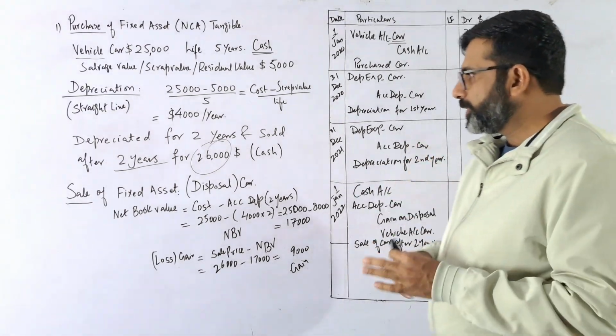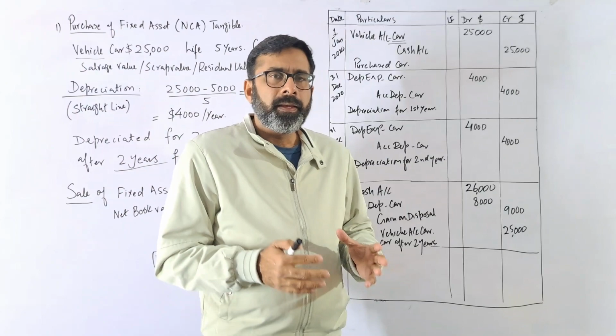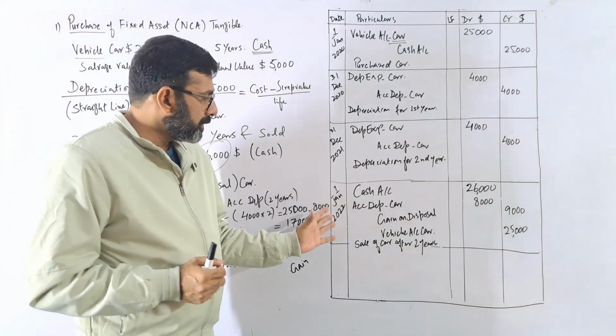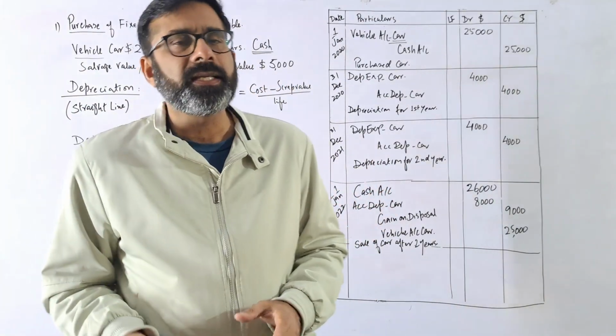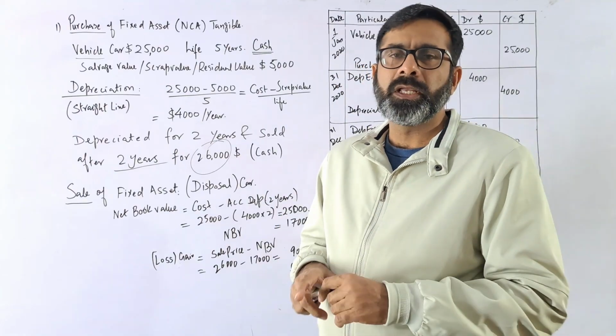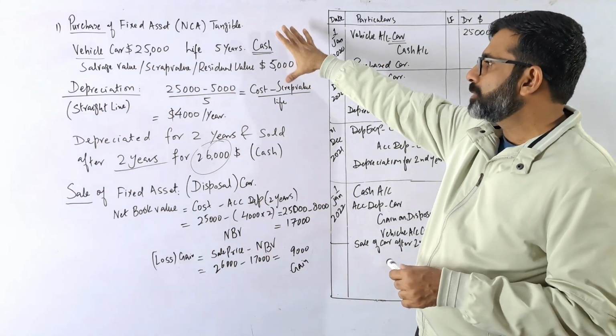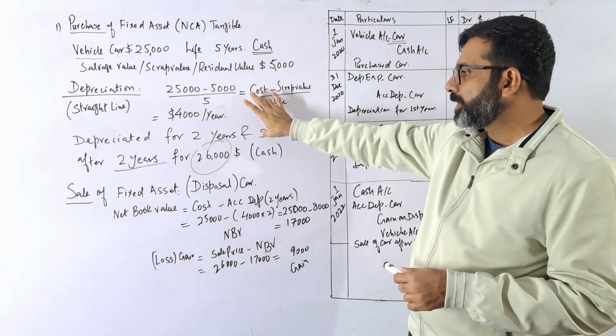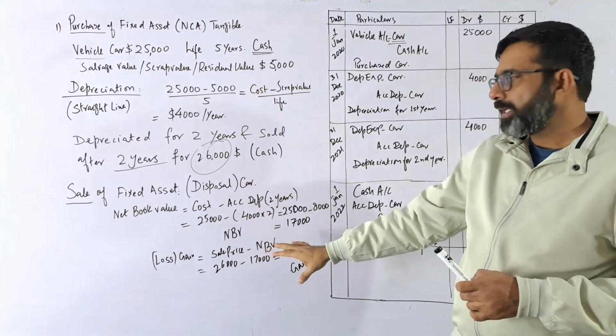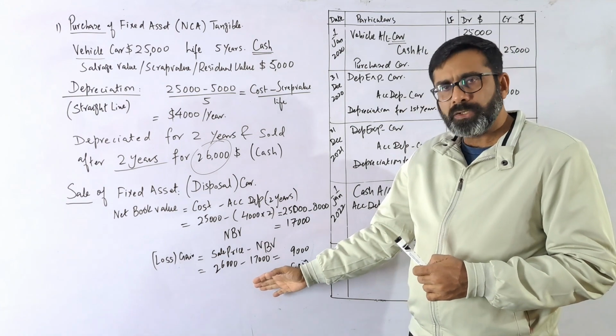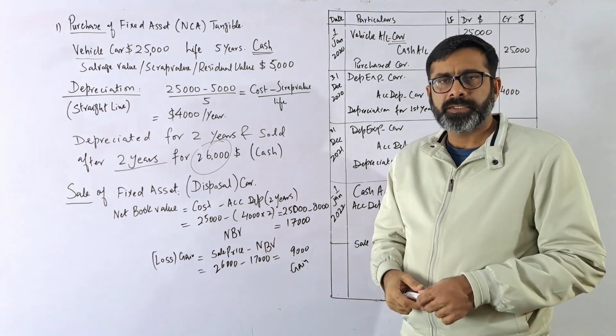So I hope that there is some clearness according to the concept. If still there's a confusion, if you have any question, you can ask me in the comment. But this is the main thing, how the asset is purchased, how it is depreciated, and if there is any sale of the asset, it may be on the gain or it may be on the loss, how it is treated. Thank you.